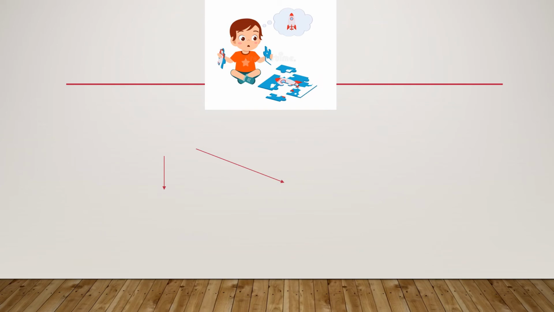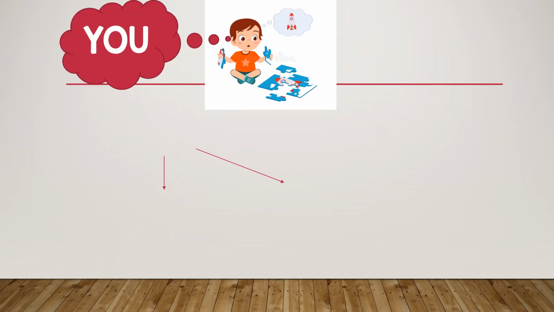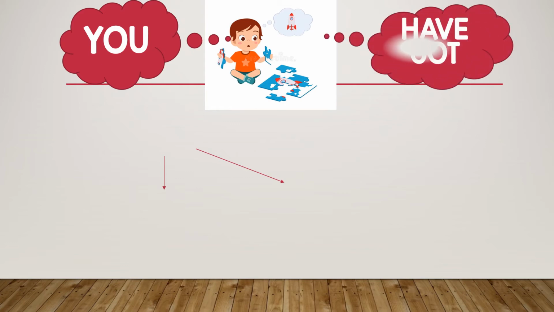Okay, everyone. Now let's look at some examples. So, this is a picture of a boy. So, we want to ask about you, which means kamu. So, if we are using you now, we must use have got.